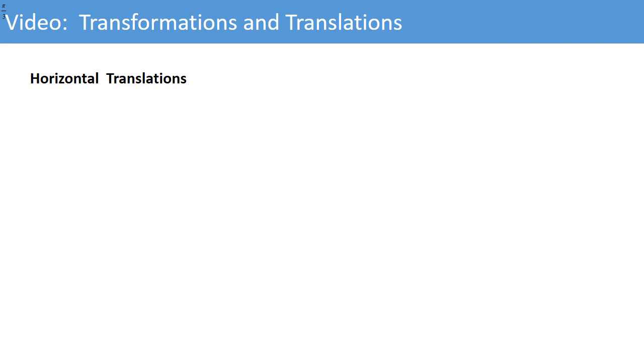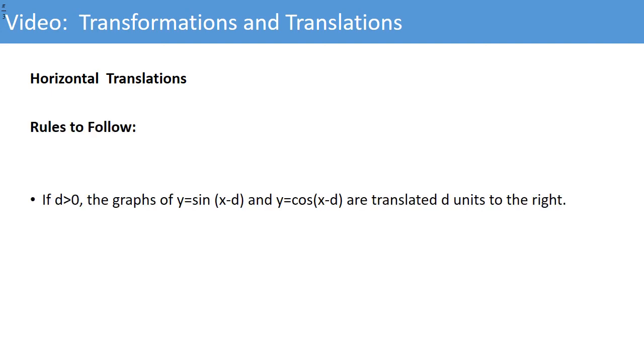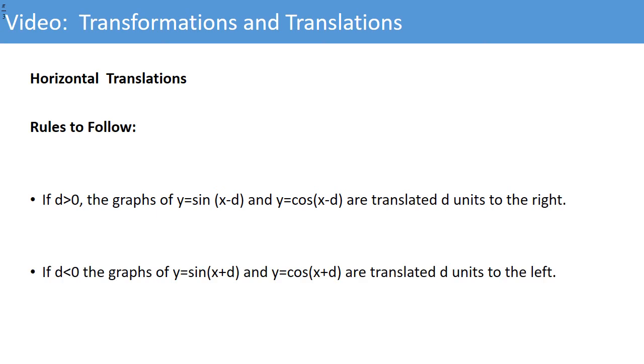Horizontal translations, rules to follow. If d is greater than 0, the graphs of y equals sine of x minus d and y equals cos of x minus d are translated d units to the right. If d is less than 0, the graphs of y equals sine of x plus d and y equals cos of x plus d are translated d units to the left.